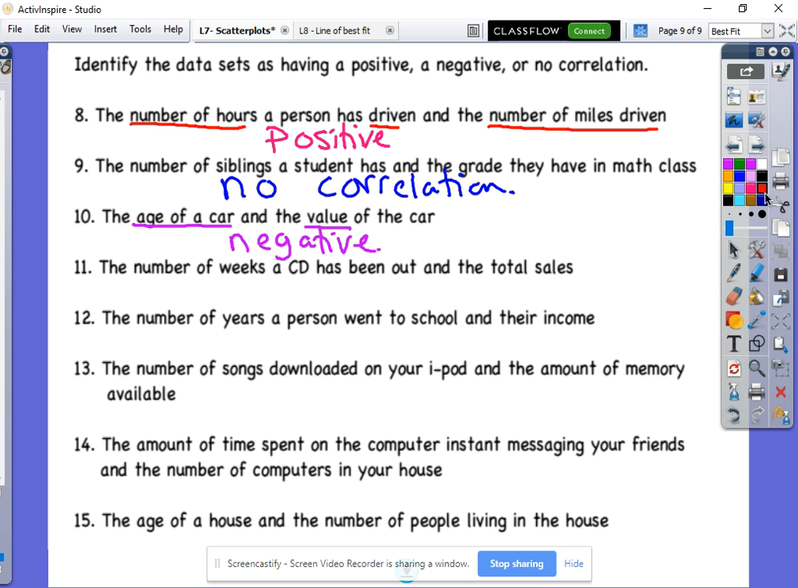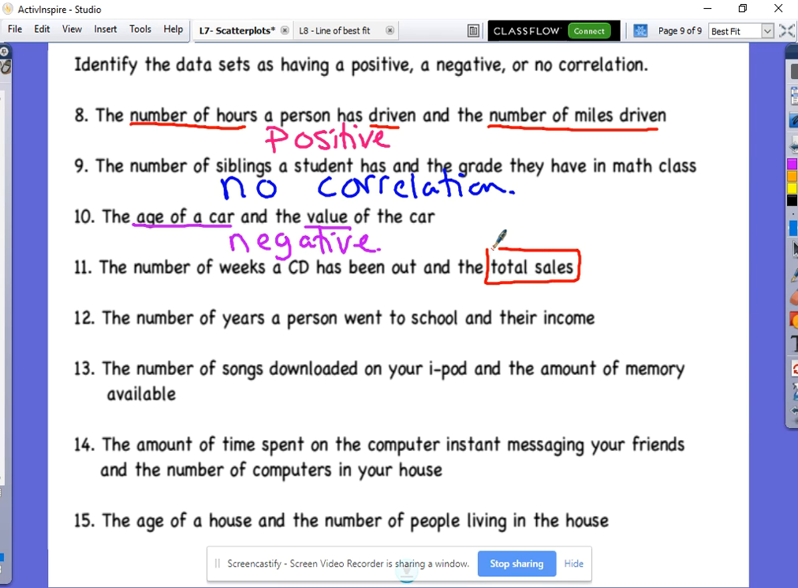But then as time goes on, more and more and more and more people buy the CDs. The total CD sales can't go down. It can stay flat if no one else is buying them, but it really can't go down at all because it's total sales. So the longer it's been out, hopefully the more that we're selling, that is a positive correlation. The more time that passes, the more CDs that are going to sell.